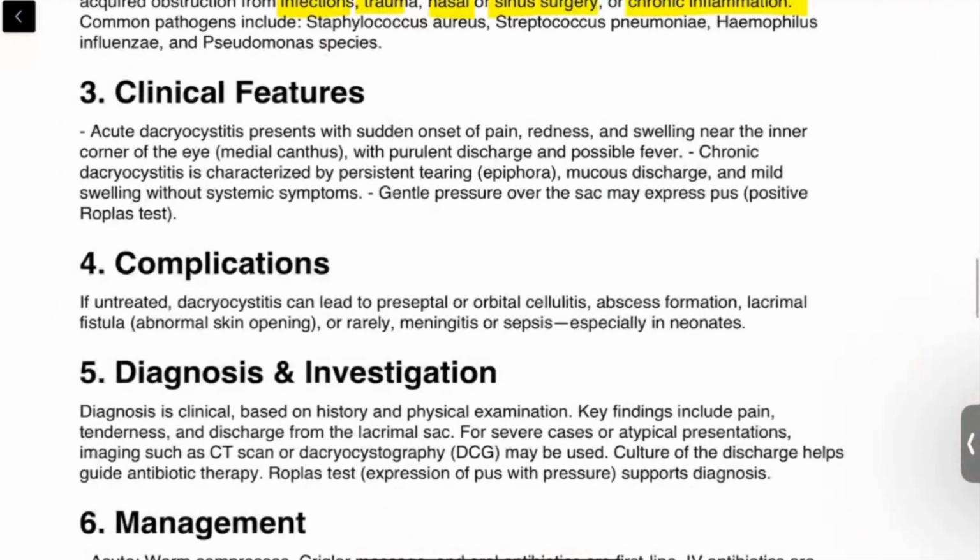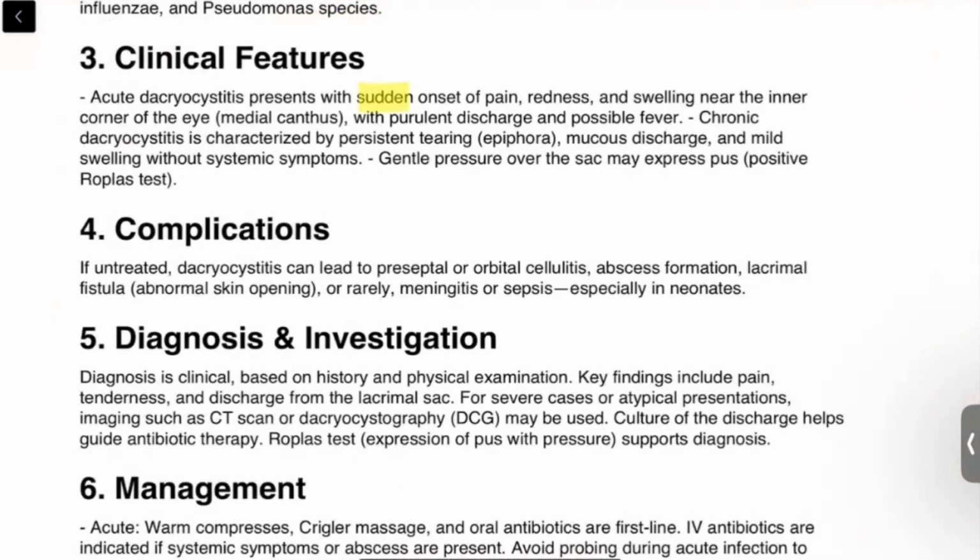In acute dacryocystitis, the patient will present with sudden onset of pain, redness and swelling near the inner corner of the eye, that is the medial canthus, and along with this pain, redness and swelling, there will be purulent discharge and possible fever if the infection spreads systemically.